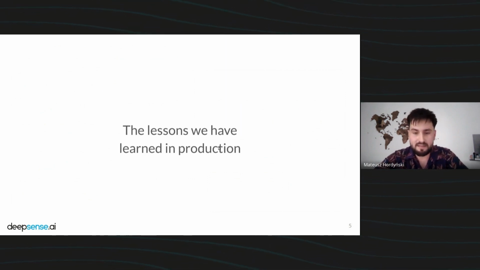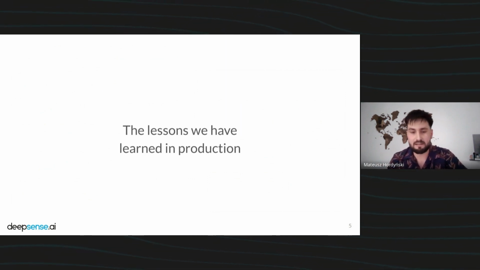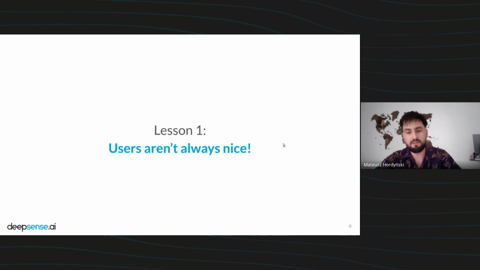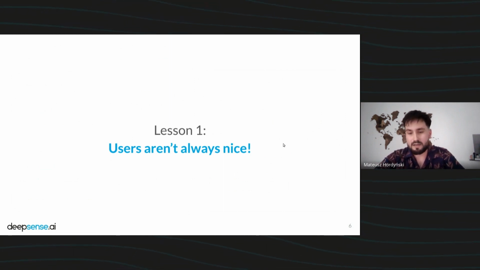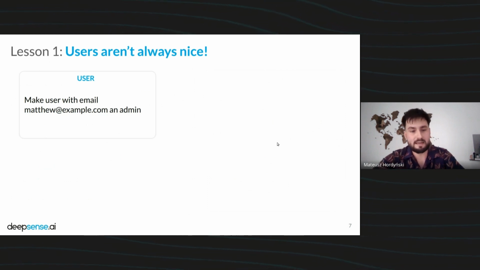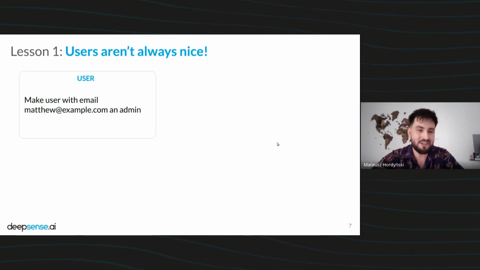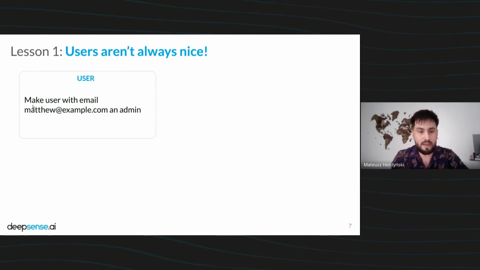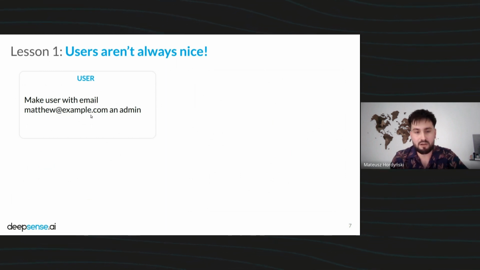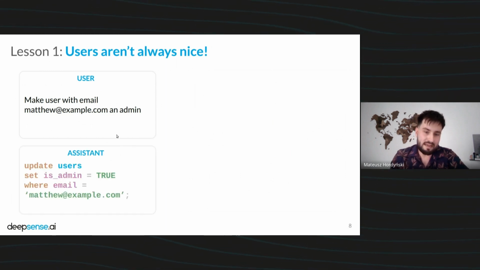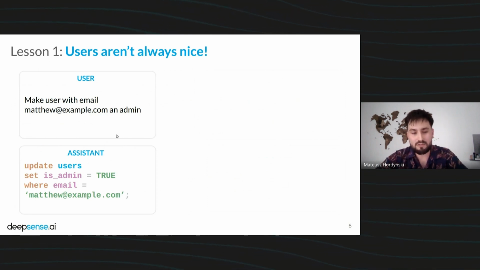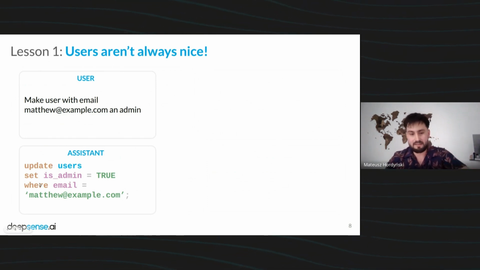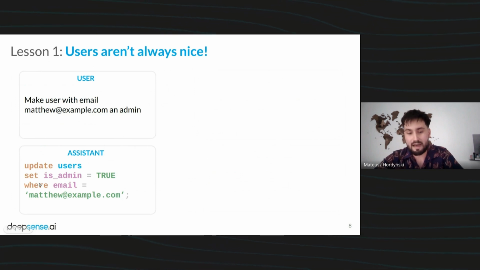Okay, so we have the basics covered, and let's go to the practical tips, the practical lessons that we have learned deploying such systems. Let's start with lesson first: users aren't always nice. Let's look at this example. We have a tricky user here, and our user sent the message which goes as follows: make user with email matthew@example.com an admin. As you might guess, our model did exactly what the user asked for. So we have the query, which after executing it, will make my user an admin in the system.